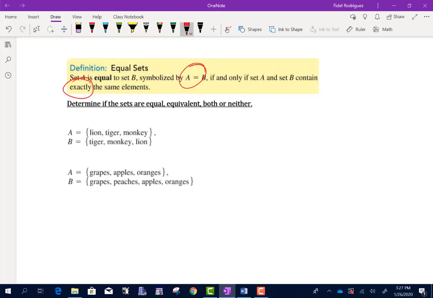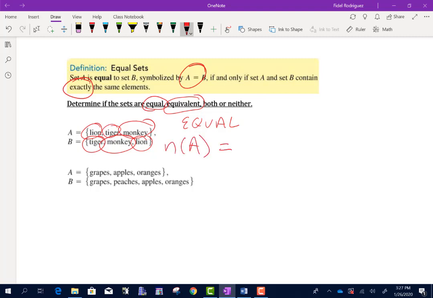All right, so let's see. First off, let's see if they're equal. Lion is here. The lion is also here. Tiger is here. Tiger is also here. Monkey's here. Monkey's also here. Okay, so far we know that they are equal. Now the second part says, are they equivalent? Remember what equivalent means. Let's find how many are in A. 1, 2, 3. How many are in B? The same 1, 2, 3. So they're also equivalent. Well, if they're equal and equivalent, then they would have to be both. Okay.